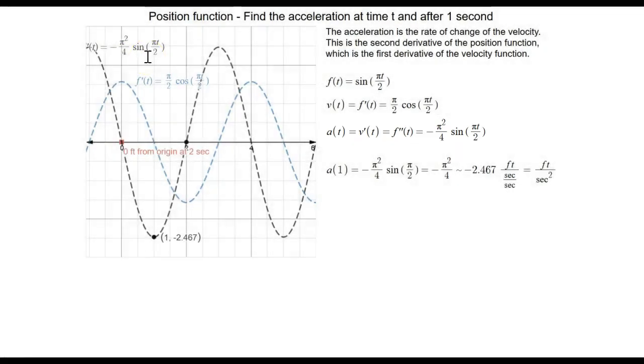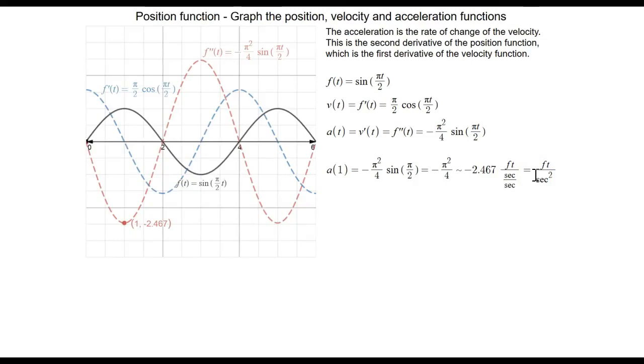So I'm taking the second derivative of the position function, which is this one. And it asks for the acceleration after 1 second. I evaluate it at 1, and I get minus 2.467 feet per second per second. Feet per second are the units for the velocity. And remember, the acceleration is the rate of change of the velocity, so it's feet per second per second, and that's denoted feet per second squared.